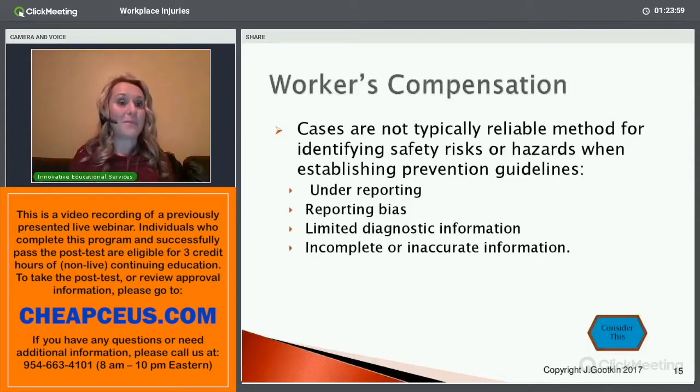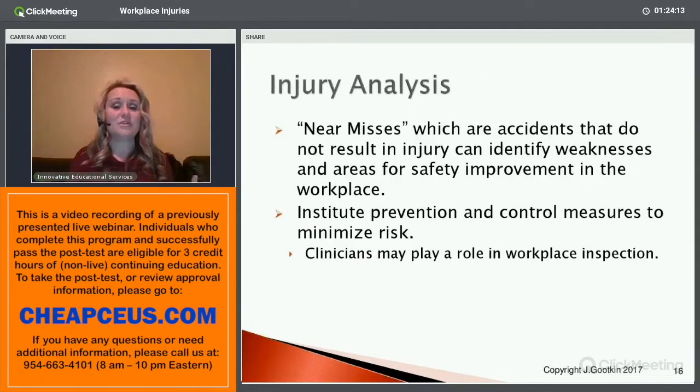Body mechanics, we think of our back, right? We think of the big things first. But think about shoulder mechanics, wrist and hand. What surface is someone working on? How quickly do they need to perform a task? What kind of endurance do they need? So it gives us opportunities for us to look at what's called near misses. Those instances where someone would have been injured more, but it didn't quite happen.